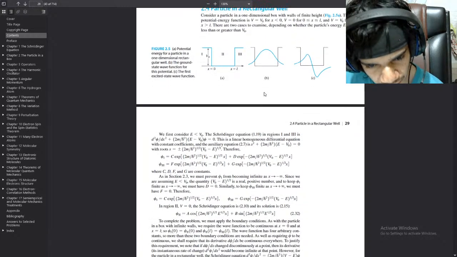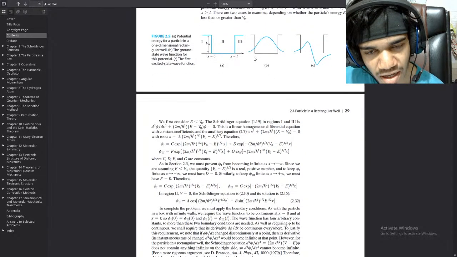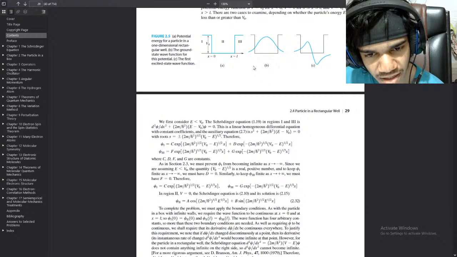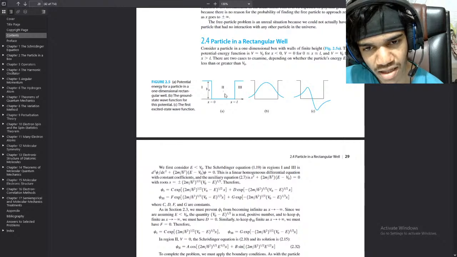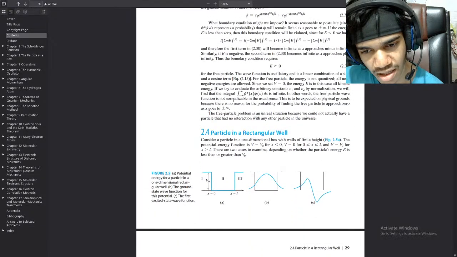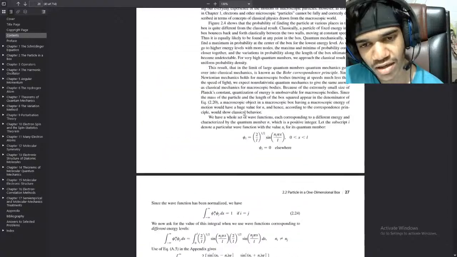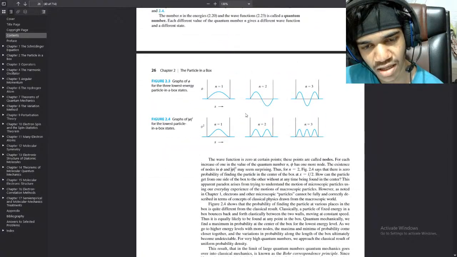Wait, yeah. I was getting confused only because I understand this at the boundary. This is finite, this V naught in a rectangular well. I was talking about the infinite well. You showed the finite one.